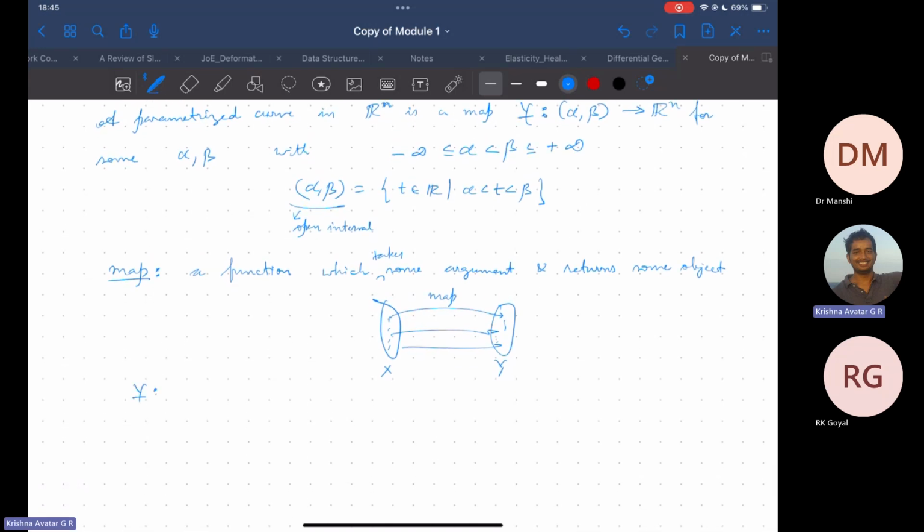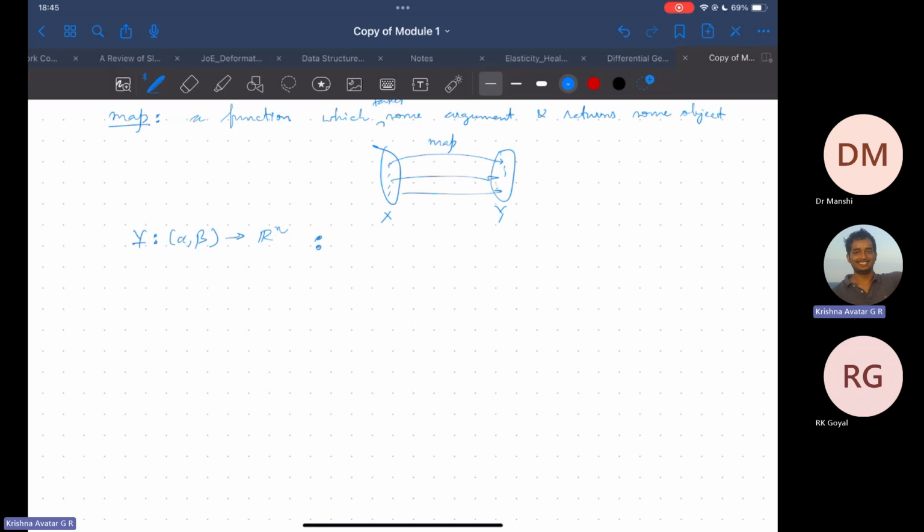Then we see that gamma vector goes from alpha, beta to R^n. What it implies, in simple terms, is that gamma is a vector valued map, which means it gives us a vector, but its argument is a scalar. So gamma vector takes a scalar as an argument and gives a vector, and in this case it belongs to R^n. So you have this interval alpha, beta, and you can map from any point to some vector.